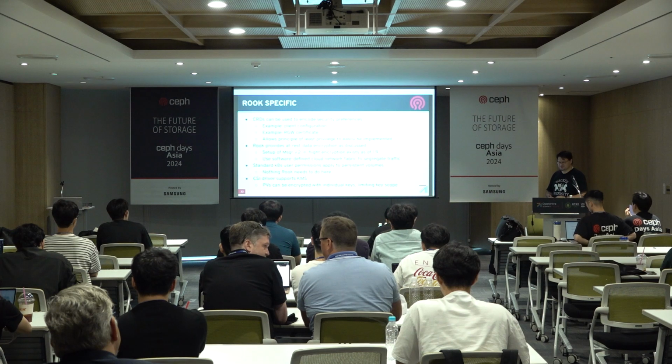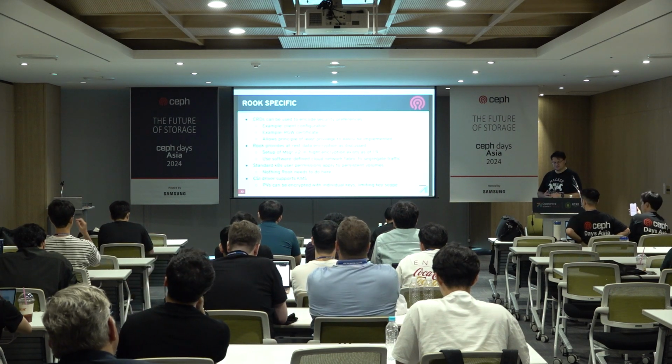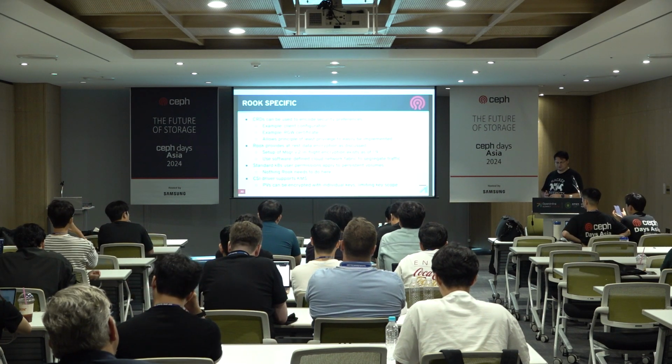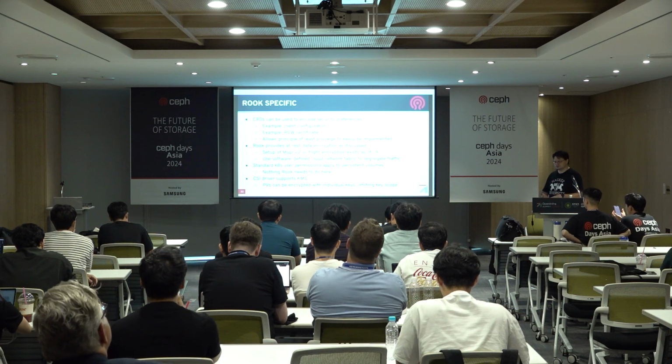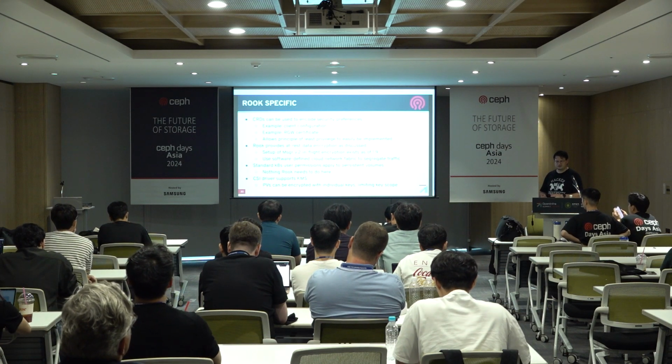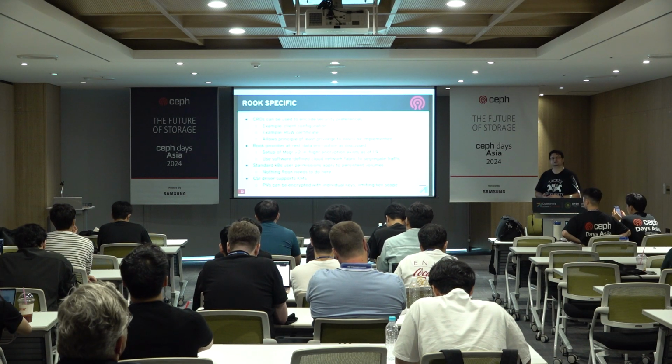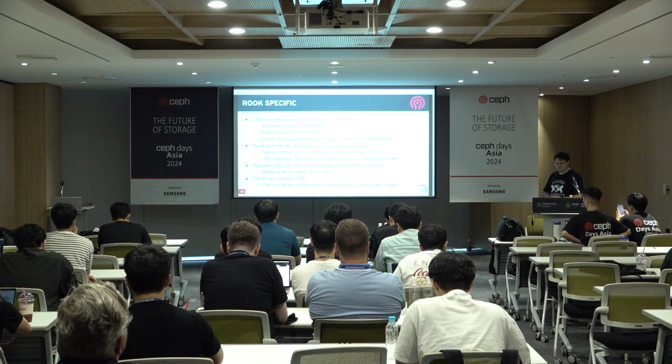Kubernetes user permissions. The Kubernetes user permission system applies to persistent volumes, so permissions, quotas, and all that comes with that we get for free from Kubernetes, and Rook needs to do very little here.